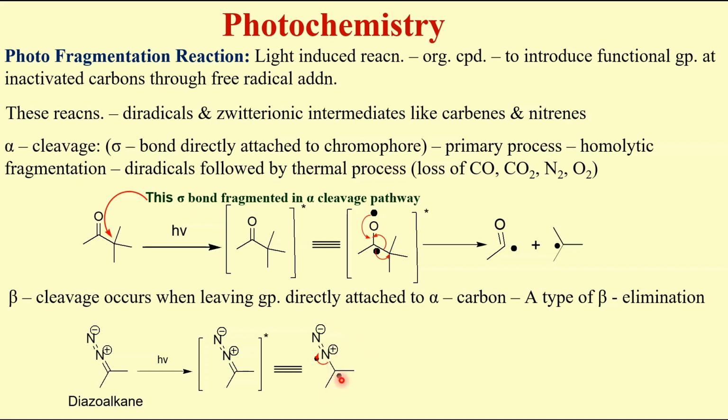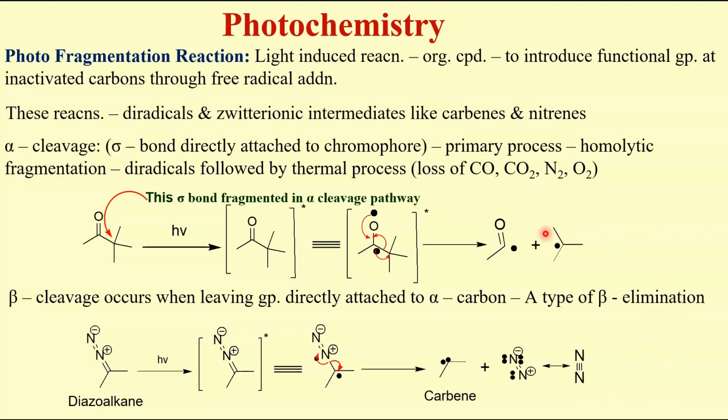The carbon nitrogen bond which is formed, one electron moves towards the nitrogen, another electron moves towards the carbon, and it gives rise to a carbene and the nitrogen, which moves as N2. The excess electrons on this nitrogen move towards the electron deficient nitrogen. It becomes N triple bond N and it escapes as nitrogen molecule.